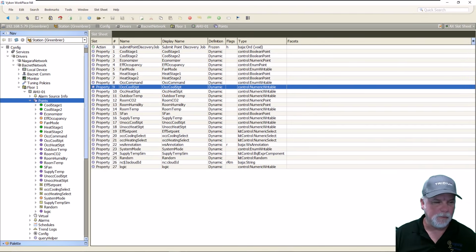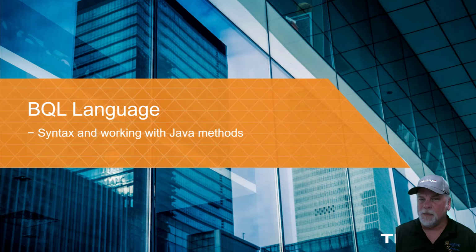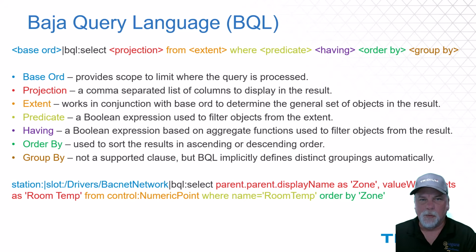All right, now we'll go back to our PowerPoint. We want to talk a little bit about the BQL language itself. And this might look a little bit intimidating to start with, but we're going to break this down over the course of several videos, and we're going to talk about all the details about each of these portions of the BQL select statement. But for the time being, just understand that the BQL ORD, the select statement, has a base ORD to it, which provides some scope to limit where in the station we're going to be processing this BQL query against. And then the select statement is made up of a bunch of clauses.